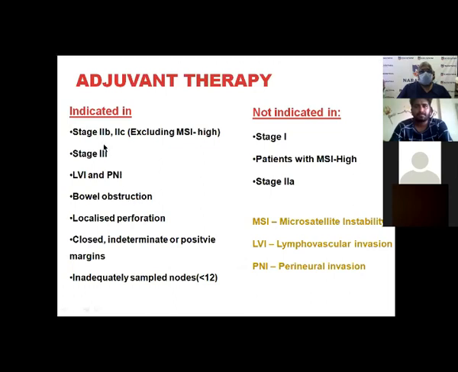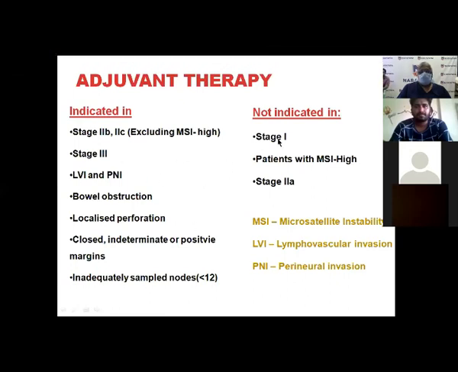Adjuvant therapy: stage 2B, stage 2C, stage 3. What else? Lymphovascular invasion and perineural invasion. This is what I wanted you to make note of. Lymphovascular invasion and perineural invasion, bowel obstruction, localized perforation, close and intermediate, indeterminate or positive margins, inadequate sampled nodes, less than 12. For any sampling, a minimum of 12 nodes should be sampled. Then only your nodal excision is proper. Adjuvant therapy is indicated in all these cases.